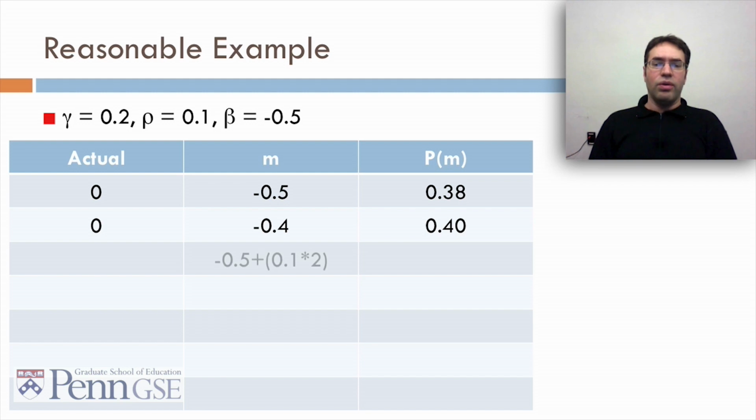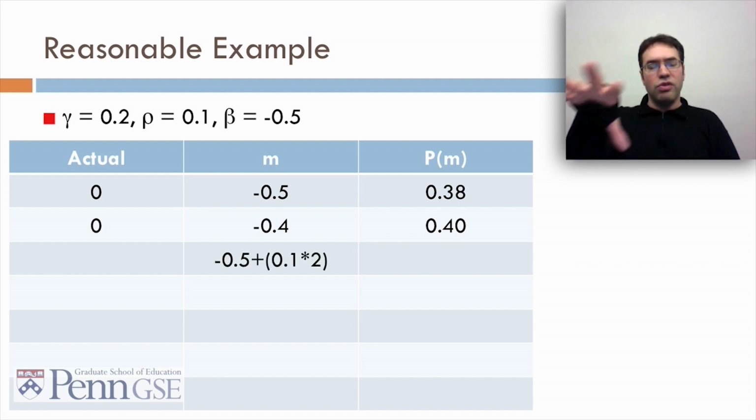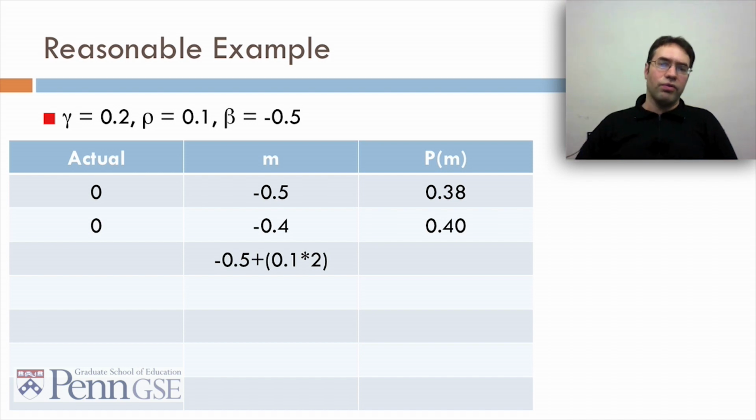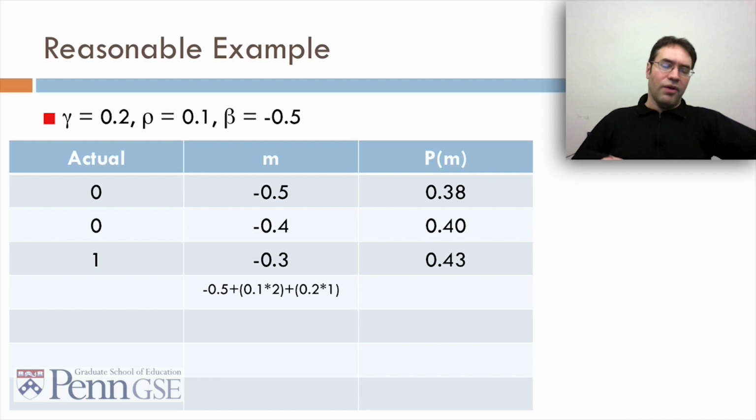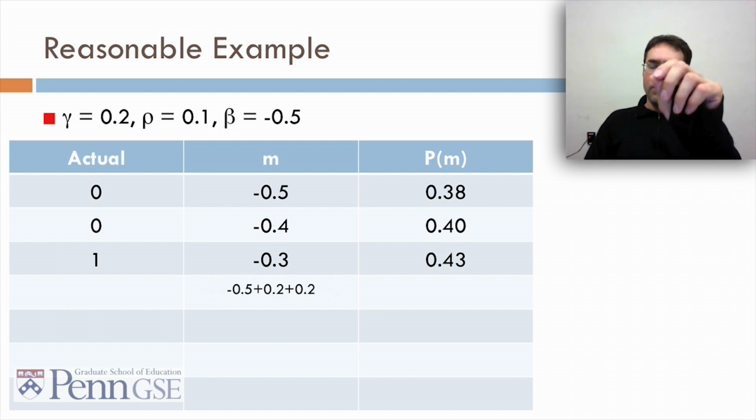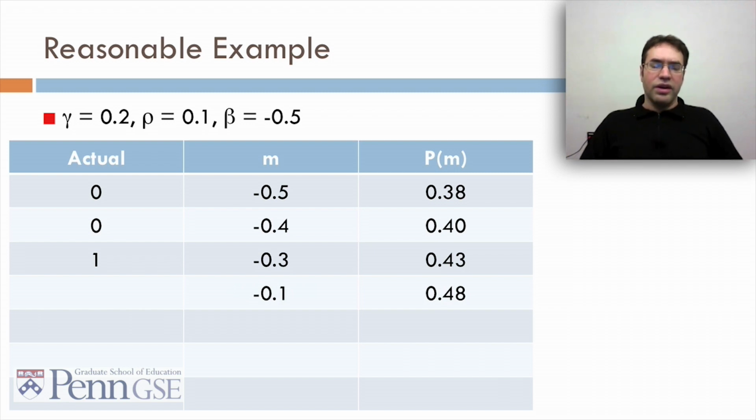In this case now, the m will be negative 0.5 plus 0.1 times 2. We've got two failures now that are weighted 0.1 for rho. Negative 0.3 is the result, which gives us a p of m of 0.43, and the actual is 1, let's say. So now they have two failures and one success. So now the function is just a little more complex. It's negative 0.5, the beta, plus two failures, one success, which gives us a probability of m of 0.48, and you can see it's kind of just going up over time.